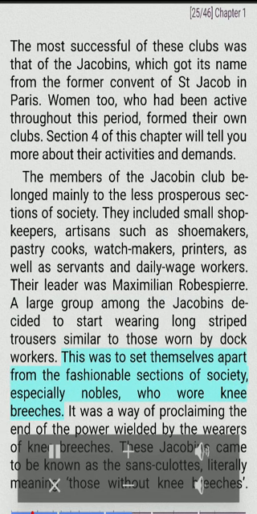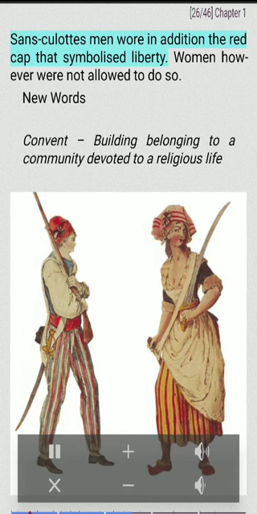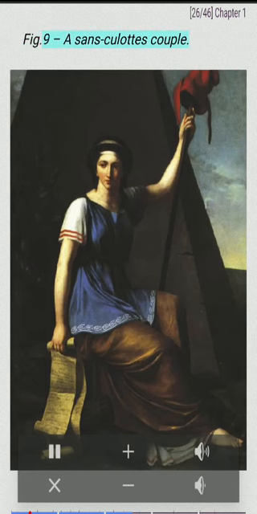A large group among the Jacobins decided to start wearing long striped trousers similar to those worn by dock workers. This was to set themselves apart from the fashionable sections of society, especially nobles, who wore knee breeches. It was a way of proclaiming the end of the power wielded by the wearers of knee breeches. These Jacobins came to be known as the sans-culottes, literally meaning those without knee breeches. Sans-culottes men wore in addition the red cap that symbolized liberty. Women, however, were not allowed to do so.